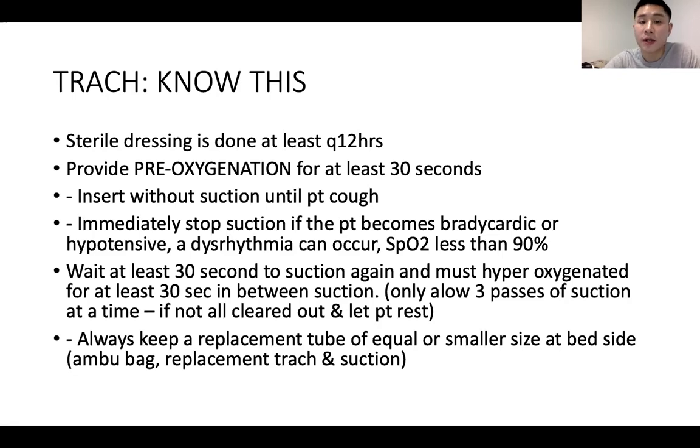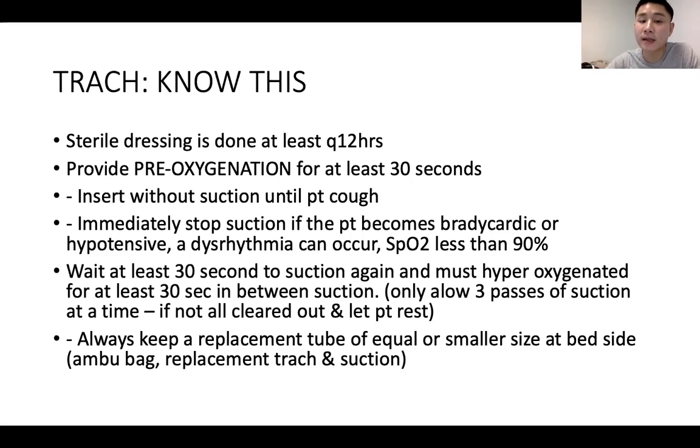So for trach, sterile dressing is done at least every 12 hours, Q12 hours, meaning 2 times a day. Provide pre-oxygen for at least 30 seconds. This means that before we suction the patient, we have to pre-oxygenate them for at least 30 seconds, and then we suction. When we suction, we insert the tube into the trachea, right here around their throat, until the patient coughs. When the patient coughs, that's when we know that we have inserted far enough.